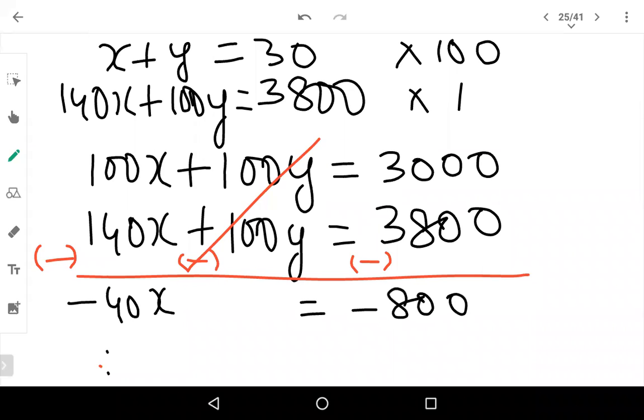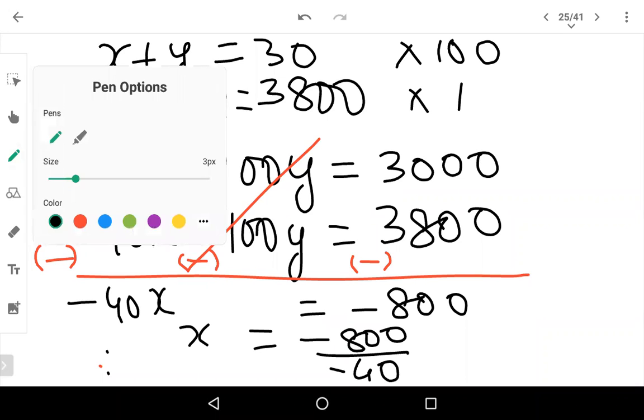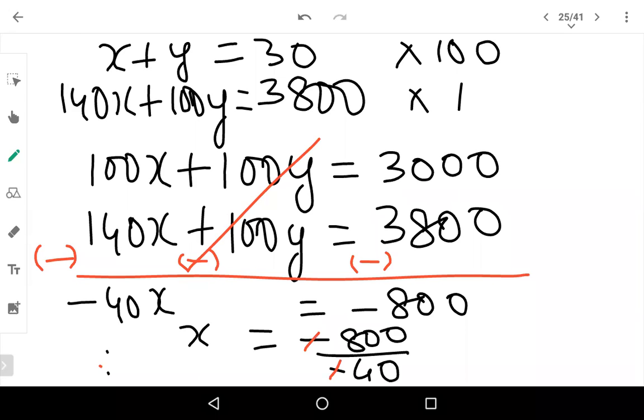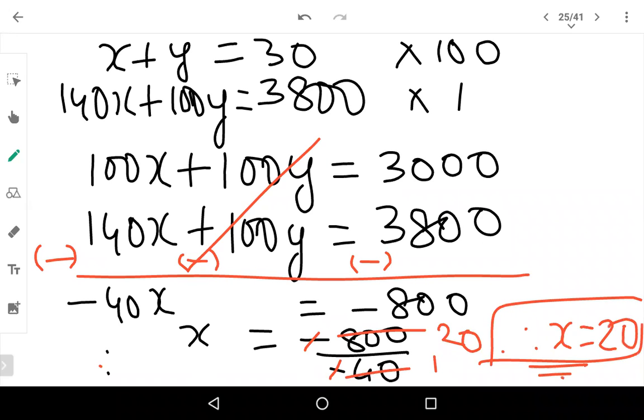Anybody else got the answer? X is equal to minus 800 by minus 40. Minus and minus will get cancelled. 40 ones are 40, 20s are 800. So therefore x is equal to 20. I also got the answer quickly. And only two of them have replied here.